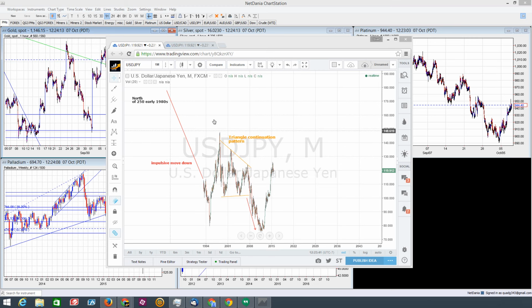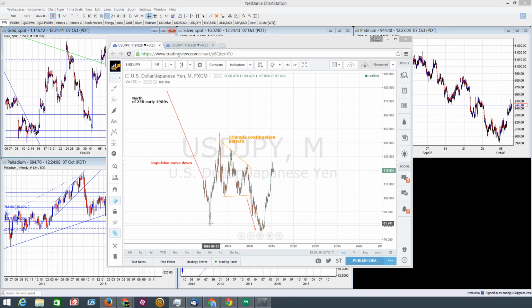So, for an example, back here in the late 1970s, early 1980s, the USDJPY was north of 250 points. And it had started to move down with the Japanese industrial takeoff when they started making cars and what have you. The valuation of the yen compared to the dollar strengthened, causing this pair to move down considerably over a number of years. And it was an impulsive drive to the downside.